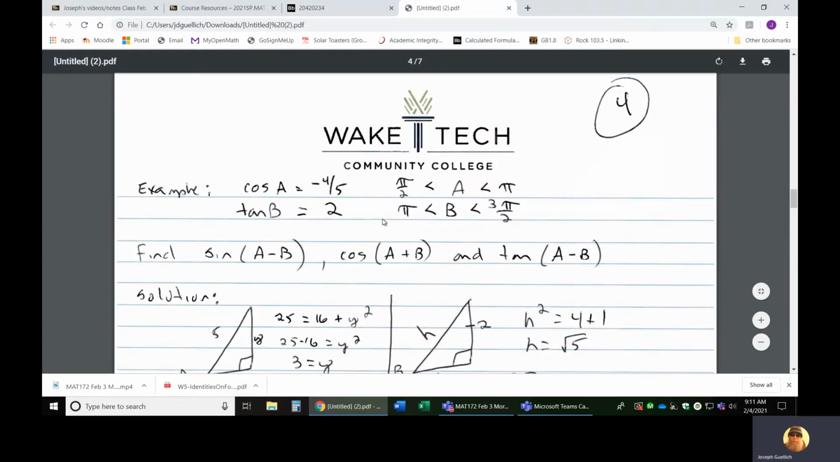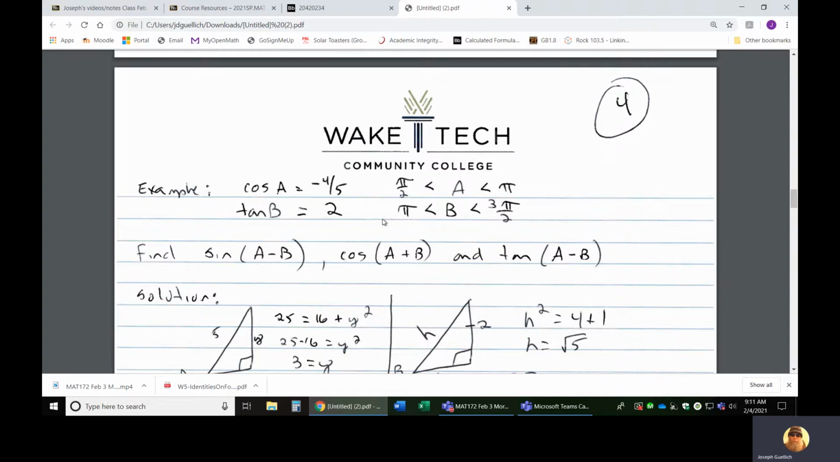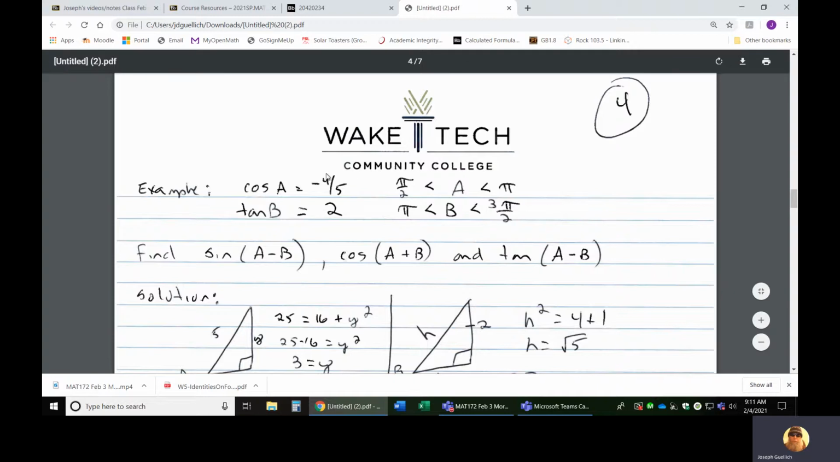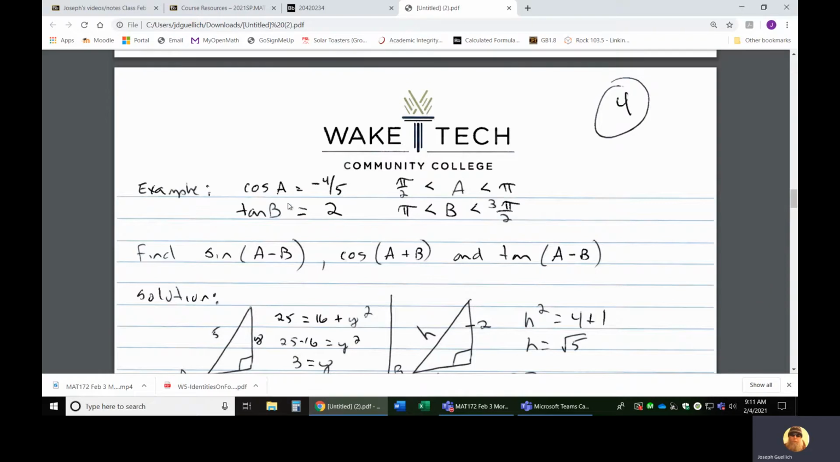So this is the next example. I'm still using the same PDF. You can see this is page 4 in the PDF file. So we've got cosine A is -4/5, tangent B is 2. So you know that those are not the numbers associated with the unit circle. Now, on the off chance you get one that says cosine A equals 1/2, then you really shouldn't do the right triangle, but you don't get those very often.